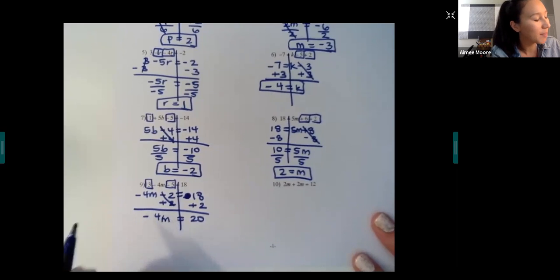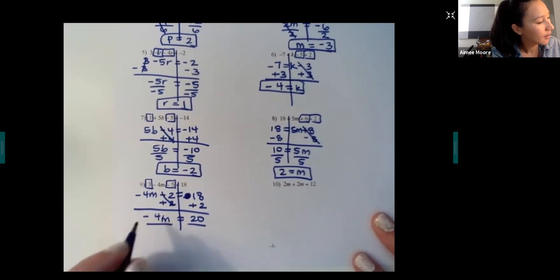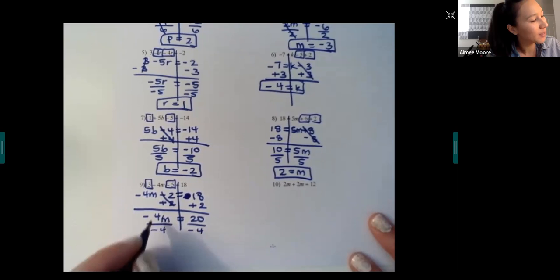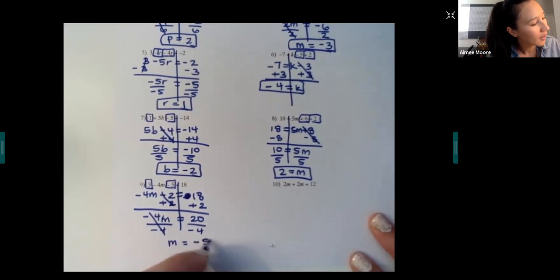And then what am I going to divide by, Dakota? Oh, sorry, I thought I was finished. Divide both sides by -4, and m equals -5.